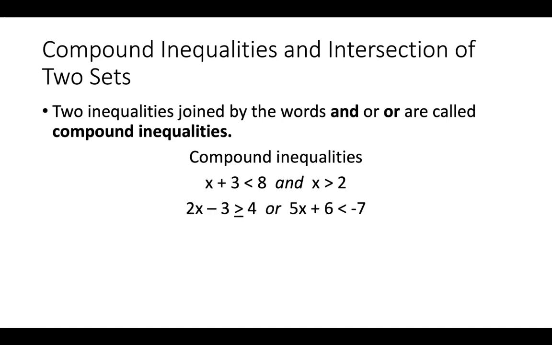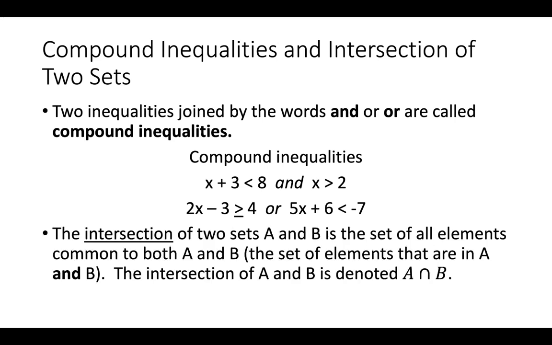And another example is 2x minus 3 is greater than or equal to 4, or 5x plus 6 is less than -7. A value x will be a solution to this compound inequality if it makes either one of those inequalities true, or both. So in mathematics, the word "or" is almost always an inclusive or, which means one or the other or both. It's a little different than how we use it in everyday English.